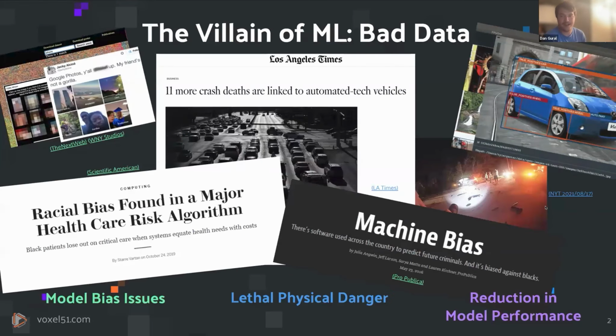So jumping into it, I have some classical slides that I'm excited about. I haven't shown these in a while. We're starting with the villain of bad data, and the villain of ML is always going to be bad data, whether it's model bias issues, lethal physical danger, or even just a reduction in model performance. Now in 2025, bad data is no longer just a laughing matter. It's not a matter of whether you're going to get your accuracy points or do well enough in your lab. These models are being deployed to real places with real people's lives at stake, and everything needs to be as tight-knit as possible to make sure we're delivering the best possible model that is ultimately going to be put in our users' and customers' hands.